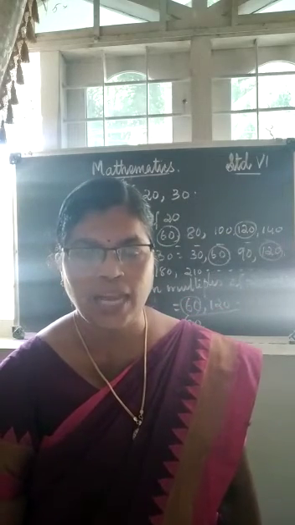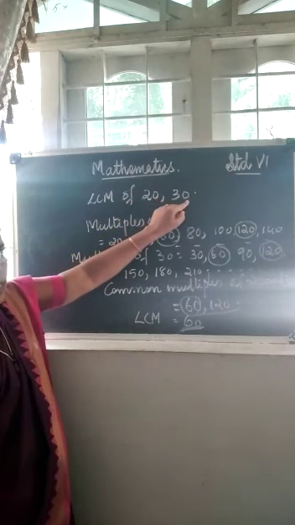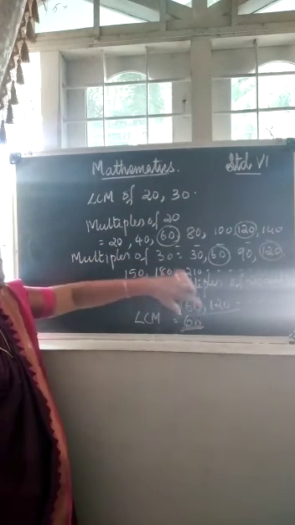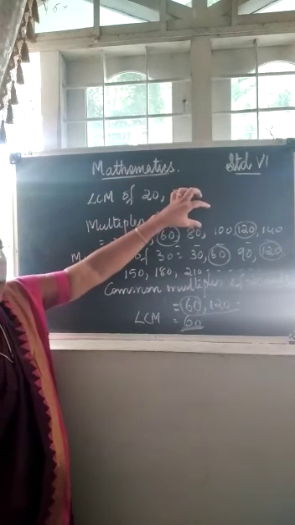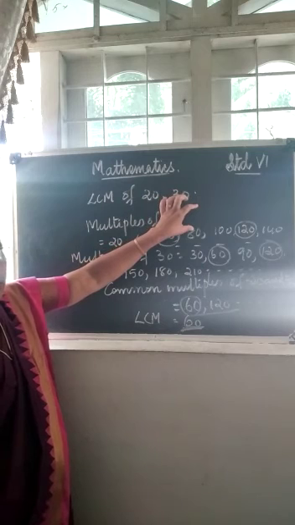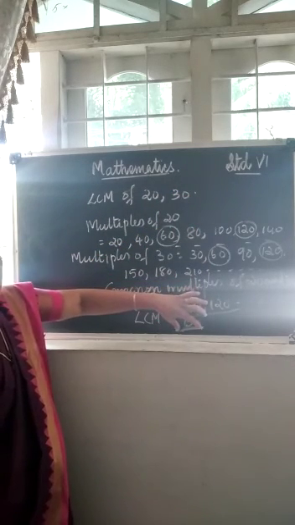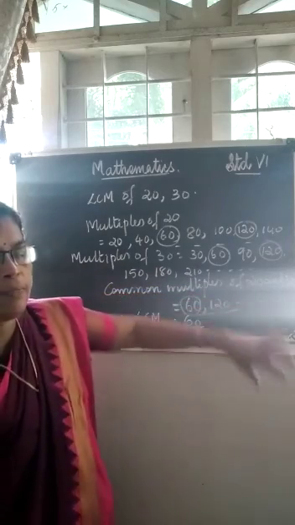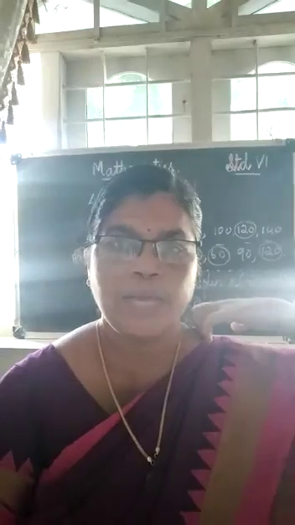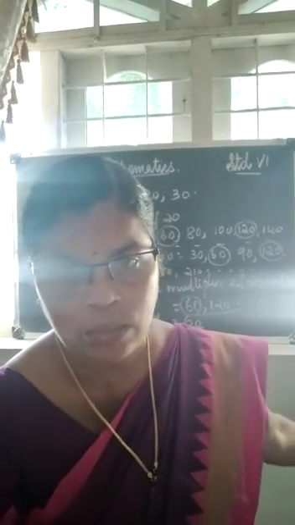That means we can divide this number 60 by both the numbers 20 and 30. That is the meaning. Okay. This LCM is divisible by both 20 and 30. By 60 we can divide 60 by 20 and 60 by 30. Okay, both the numbers 20 and 30 divide this number, right?